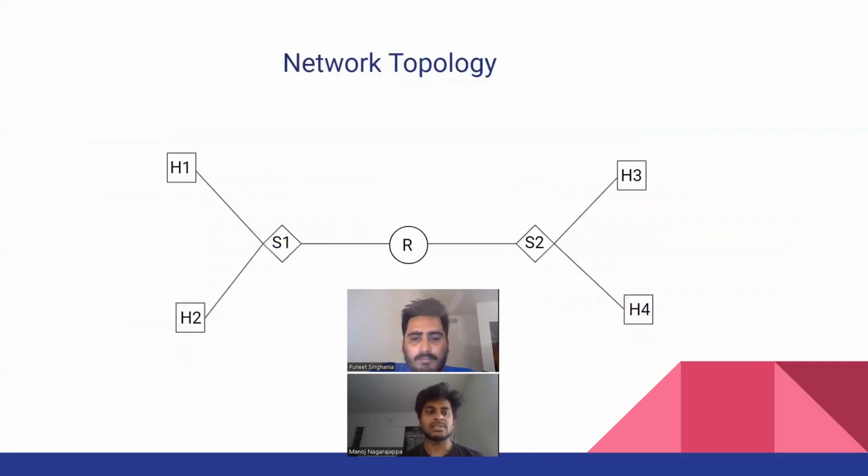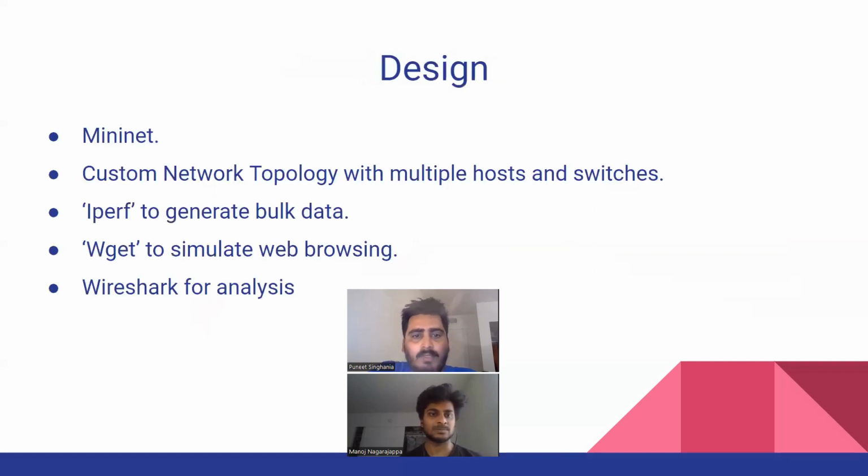So this is the network topology that we have used for this project. It includes one router and two switches on either side of the router, and each switch is connected to two hosts, that is H1, H2, H3, and H4. So we have used a total of four hosts, two switches, and one router for this network topology for this project. Thank you. And the next slides will be explained by Puneet Singhania.